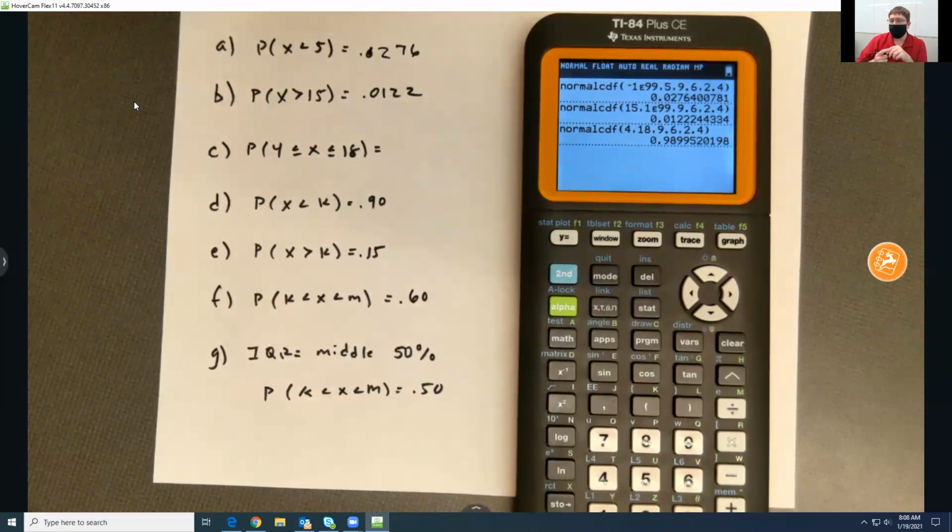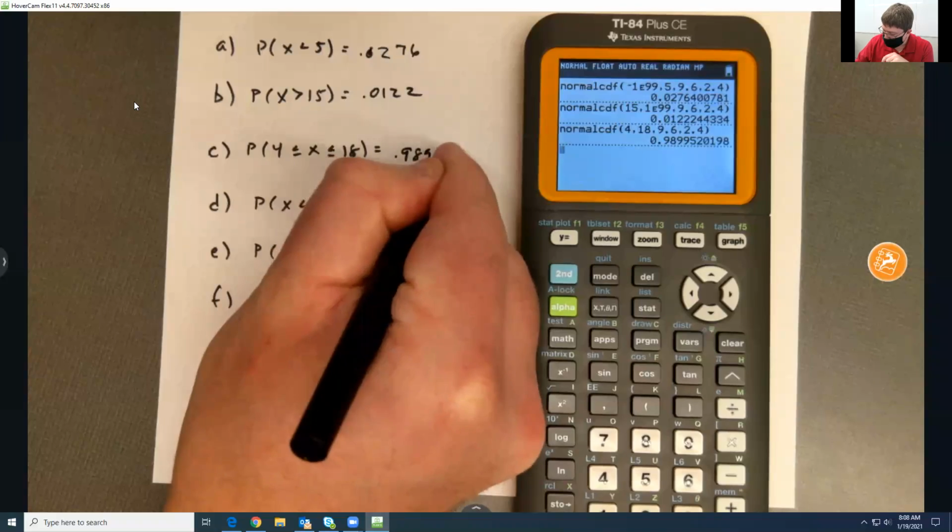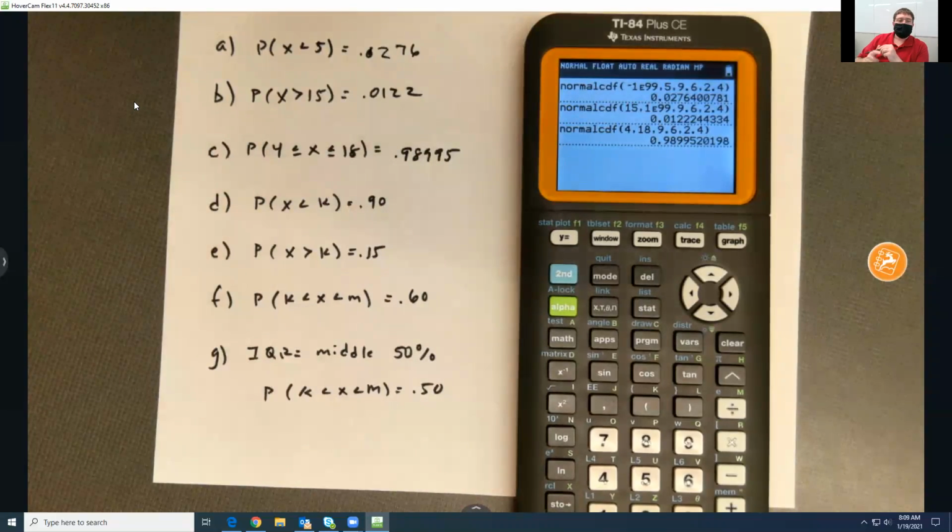So you should get 0.98995, which rounds to 0.99, it looks like. All right, again, we okay with that?